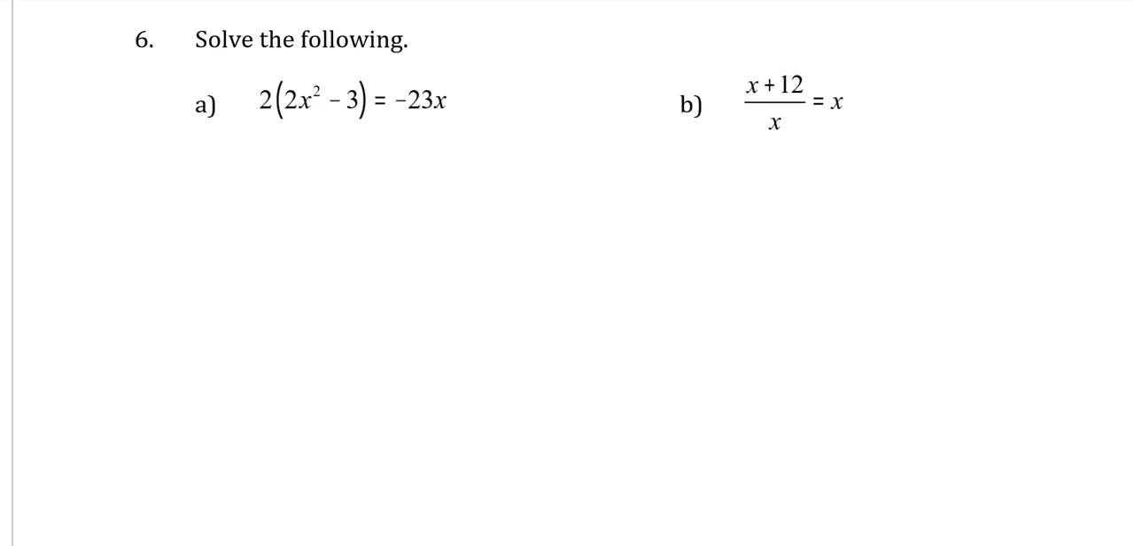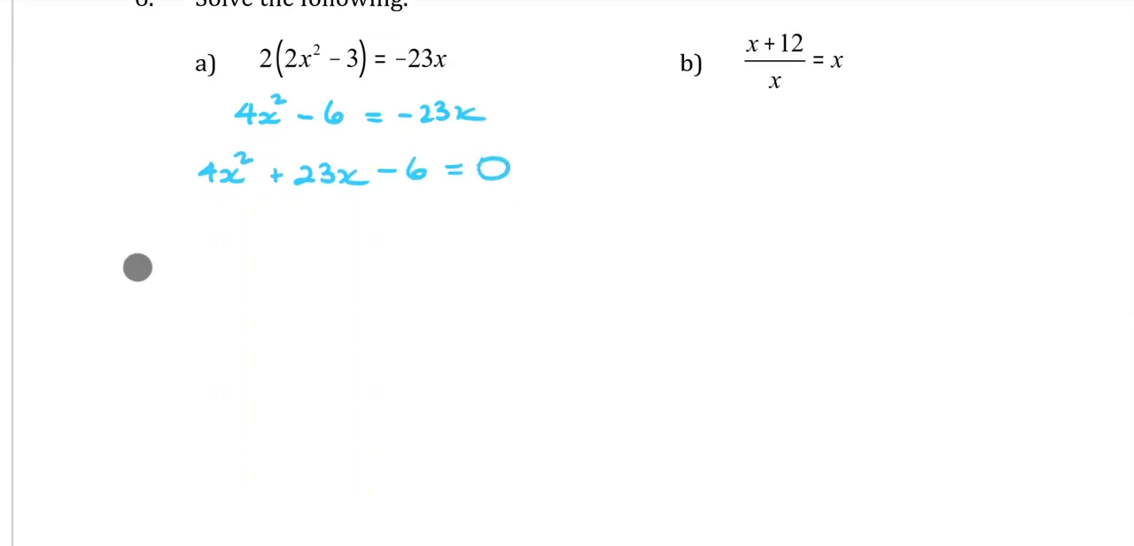Question 6, so let's just have a few questions where we need to rearrange them. So I need to expand this one first. I'll have 4x squared minus 6 is equal to minus 23x. Now putting my quadratic in order, I have 4x squared. It'll become a plus 23x when I move it across. Minus 6 equals 0.